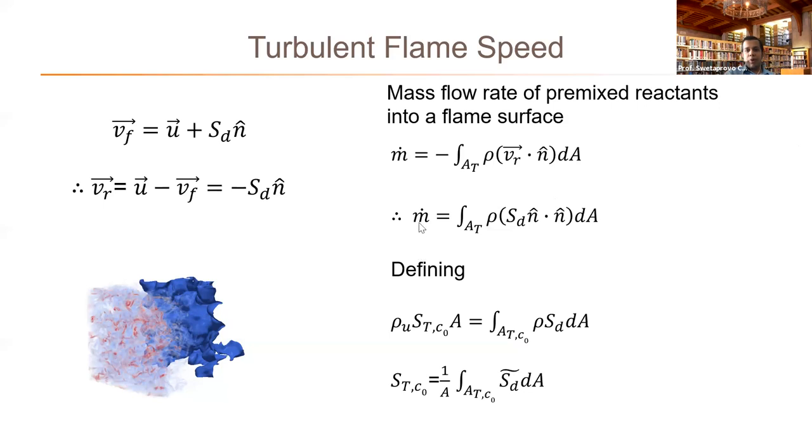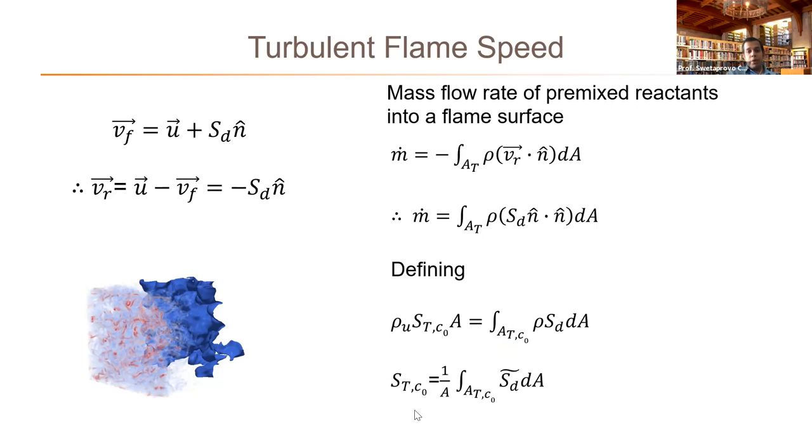And thus the mass flow of reactants into this surface of area A_T is just nothing but rho times S_D times the normal vector times dA. If you define m dot as rho u times S_T for this particular isotherm times the area A, where A is the projected or cross-sectional area of this cuboid, then this holds, and you can write S_T,C0 as 1 by A times the integral over S_D tilde dA, where S_D tilde is nothing but the density-weighted local displacement speed.